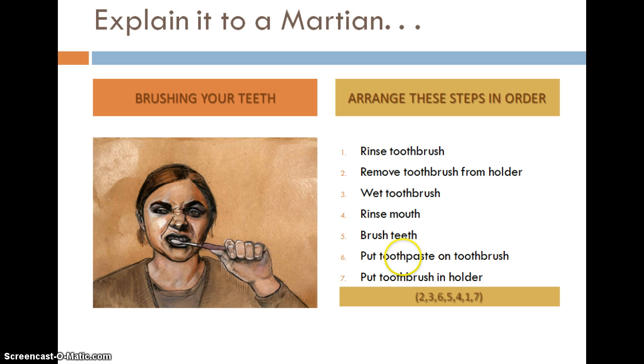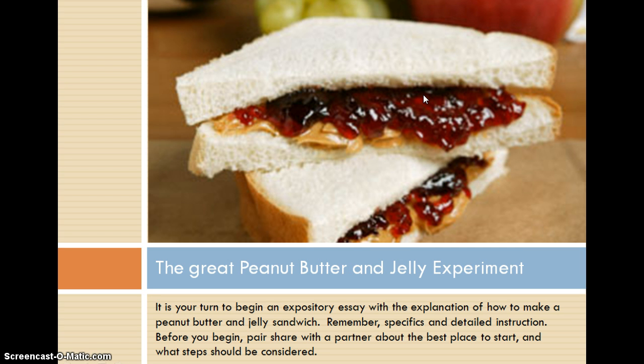Alright, that should have been enough time to explain something to do to someone else. So now, let's move on. Let's try to put this to example here. It says the Great Peanut Butter and Jelly Experiment. It is your turn to begin an expository essay with an explanation of how to make a peanut butter and jelly sandwich. So right now I want you on that scrap sheet of paper that I asked you to have. I want you to write down the steps to making a peanut butter and jelly sandwich. Try to do it in at least 5 or 6 steps, okay? And remember specifics and detailed information.